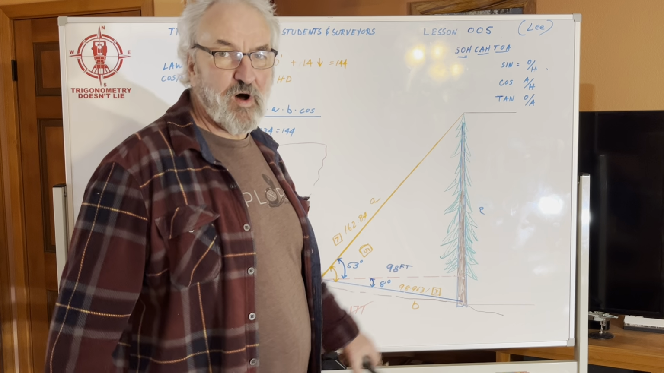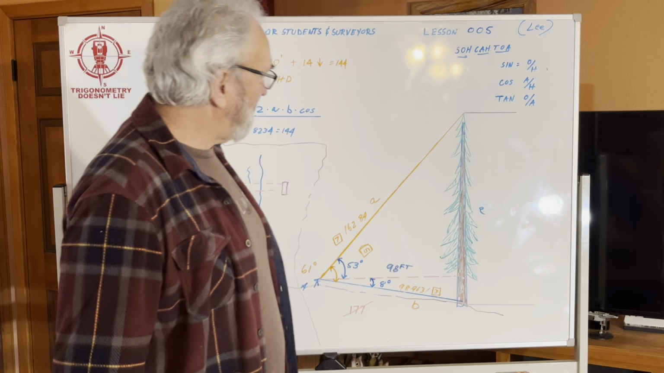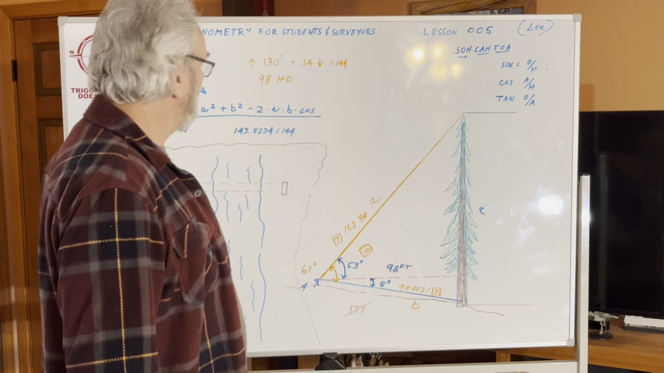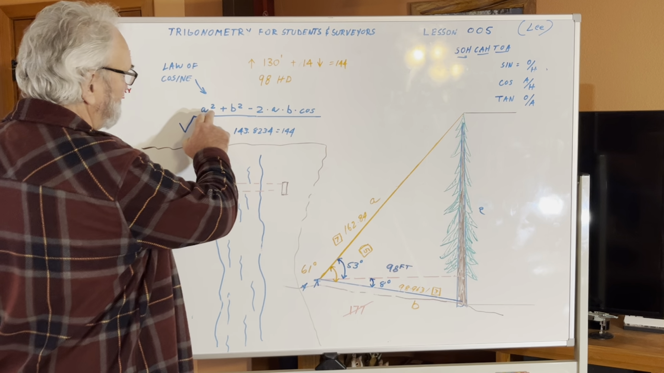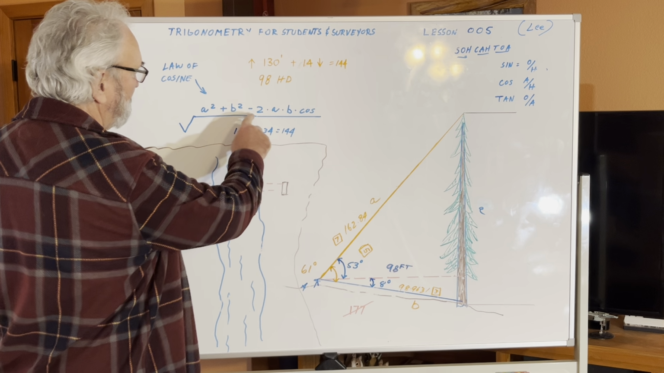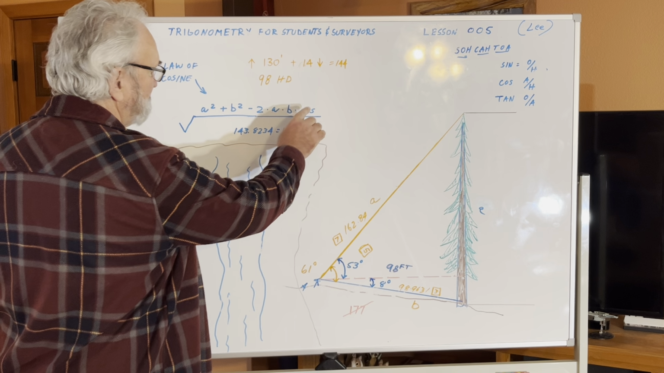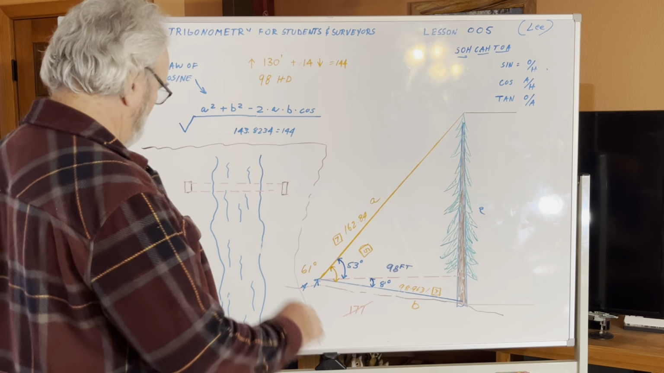And I'm not going to walk you through every step of it. Just give you an idea how this works and what we're going to be coming up to when we start doing non-right triangles. So the law for that, the law of cosines, is a squared plus b squared minus 2 times a times b times the cosine, and then you take the square root of that.